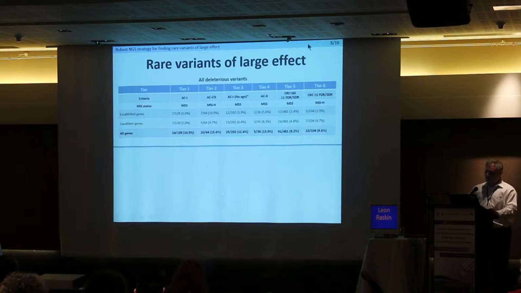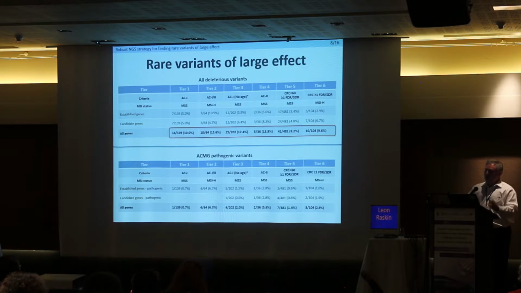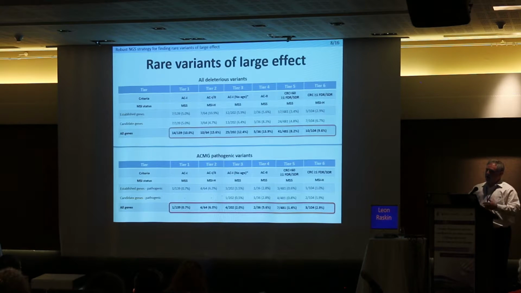Anyway, the variants of large effect that we identified were relatively equally distributed between different tiers. As you can see here, we found about 10 to 15% mutated individuals in each tier. But when we restricted the data to the very stringent criteria of the American College of Medical Genetics, which are almost 100% mutations, the majority were found within tier 2, which is Lynch syndrome, but there are more mutations in other tiers as well.